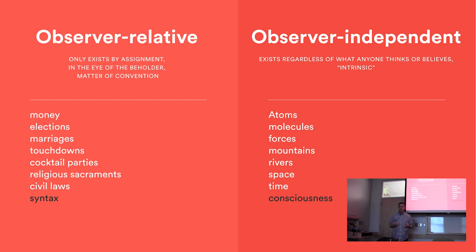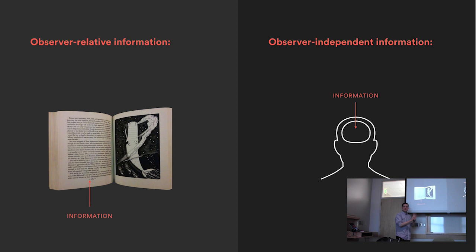Just one example of this observer relativity versus observer independence distinction is information. We often say that a book has information in it, like, oh, there's a lot of good information in that book. But when we say that, we are using the word information in an observer relative sense. It's only information because we can interpret those symbols in a certain way that gives them meaning, right? But that's very different from when we say, oh, I have information about somebody. I know their phone number, for example. That information would be observer independent information, okay?